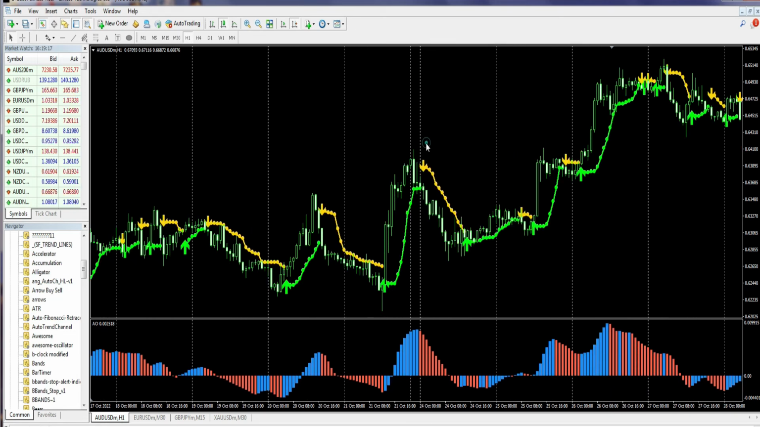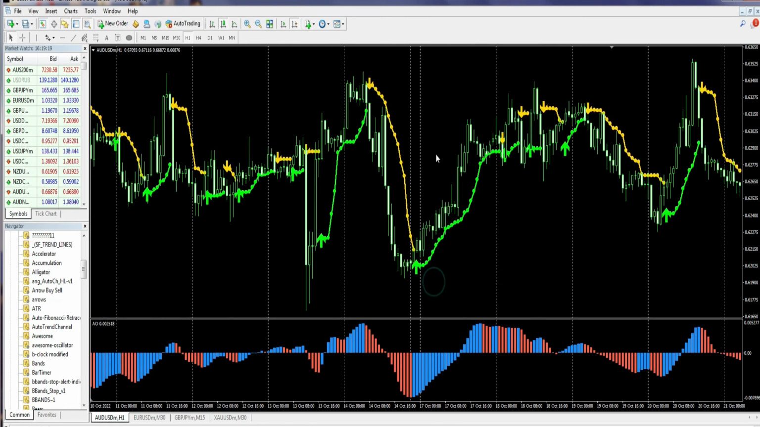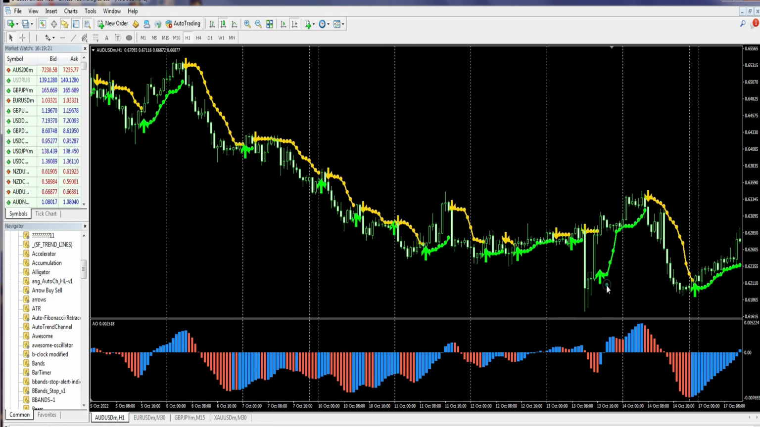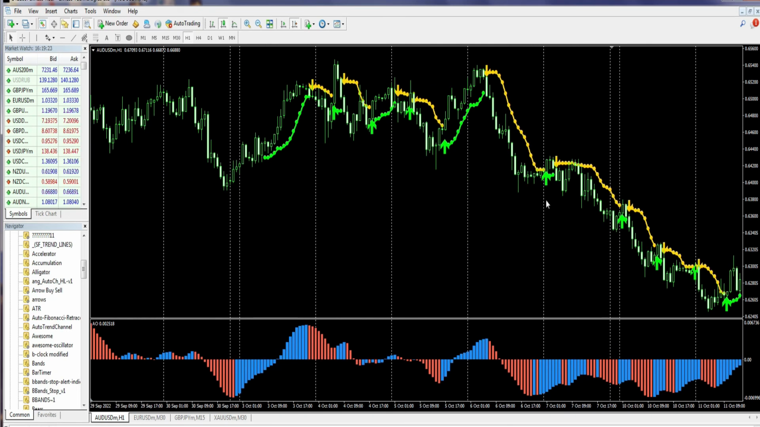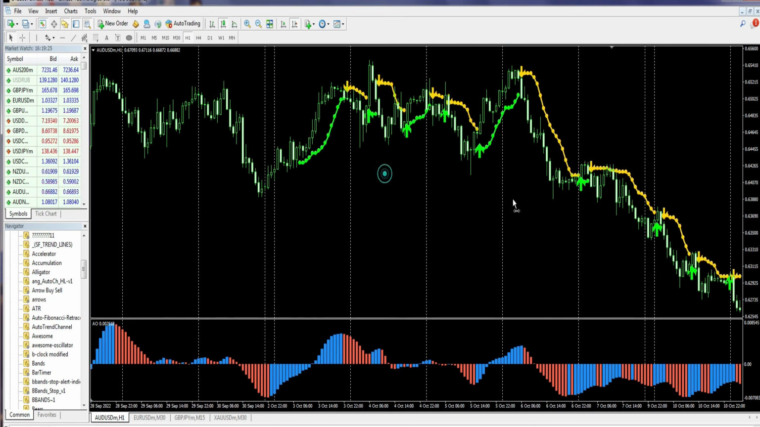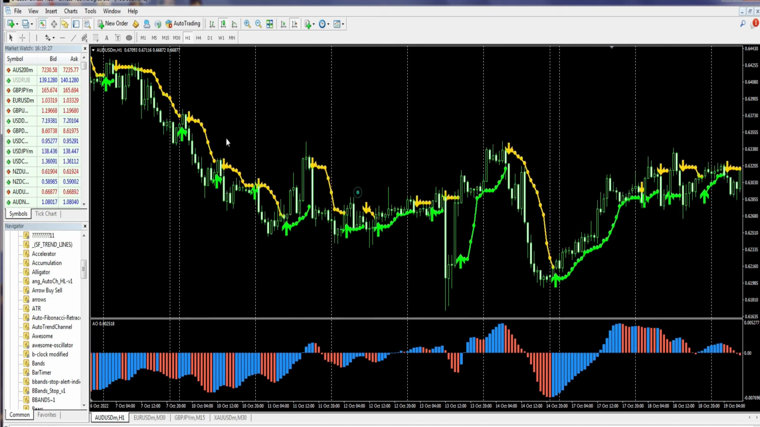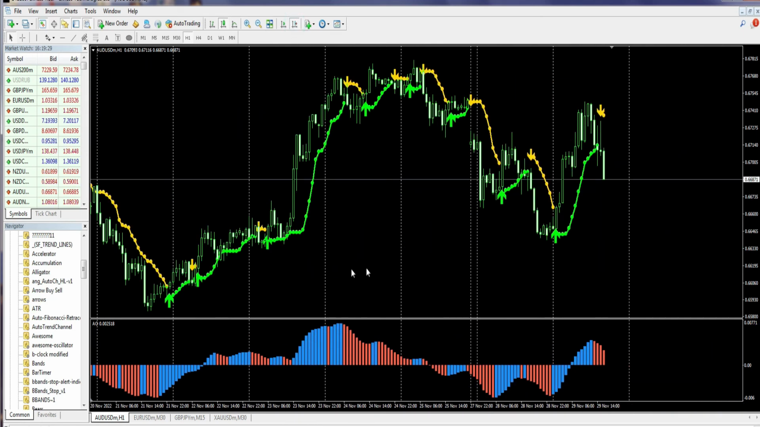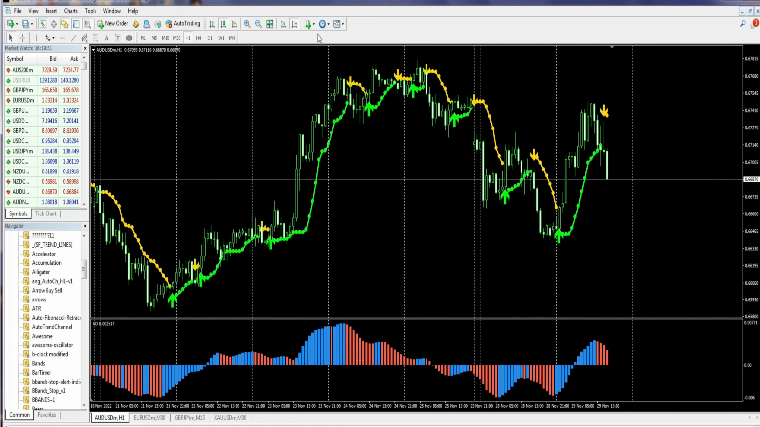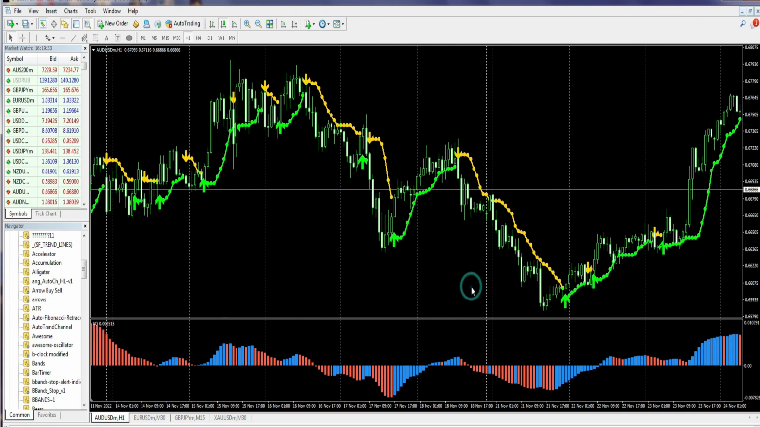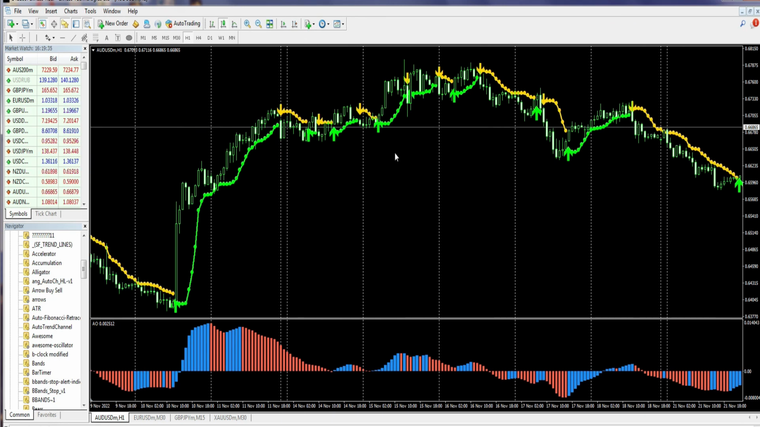2. Crossing zero line. When AO crosses above the zero line, the short-term momentum is now rising faster than the long-term momentum. This can present a bullish buying opportunity. When AO crosses below the zero line, the short-term momentum is now falling faster than the long-term momentum. This can present a bearish selling opportunity.